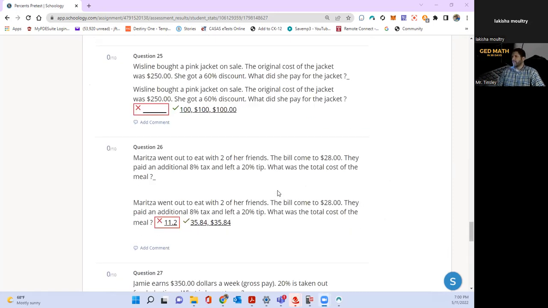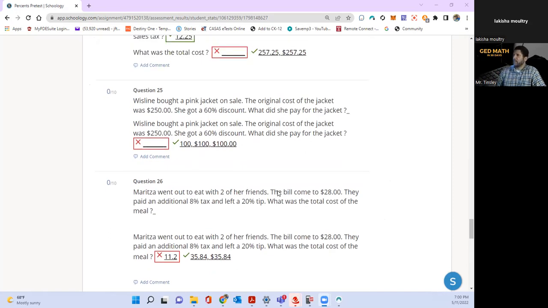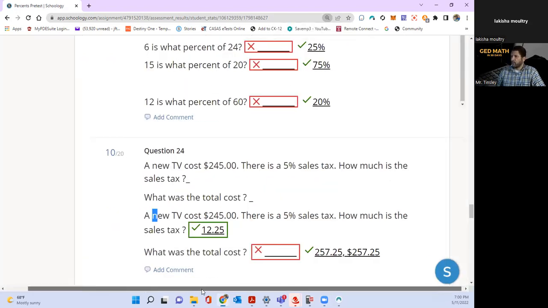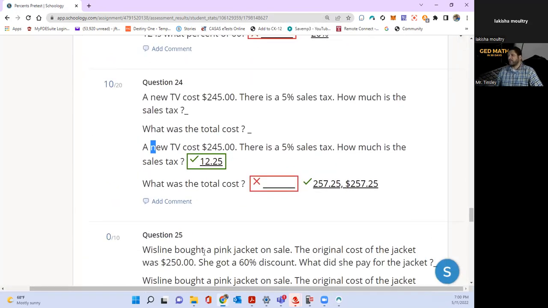So let's look at some of these word problems real quick. Oops, let me make it bigger. And that's the last thing we're gonna do for this evening, these percent word problems. Now the answer is there, but I want to show you some different things and different skills that you can use for percent problems, right?